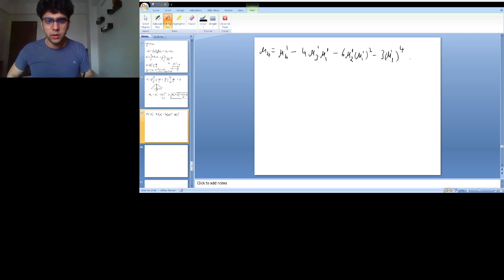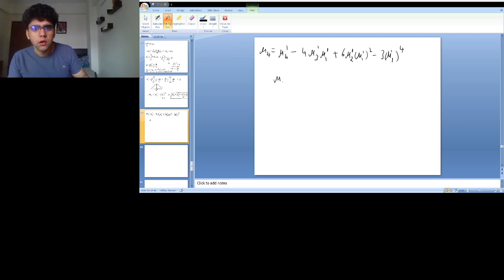Is this the formula? Let me just check. The fourth moment with respect to the origin minus 4 times the third moment with respect to the origin into the first moment with respect to the origin plus 6 times the second moment with respect to the origin with the product of the first moment with respect to the origin, the square of that, minus 3 times the first moment with respect to the origin to the power 4.